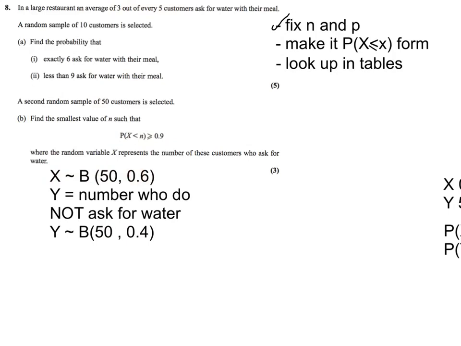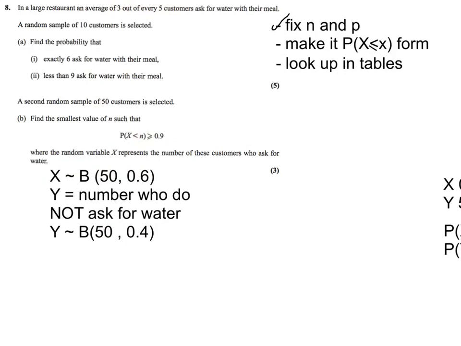So the first thing I want to do is change this middle bit here into, instead of being an x, a y. So what I'm saying there is: what is equivalent to having less than n people ask for water, in terms of people who do not ask for water?